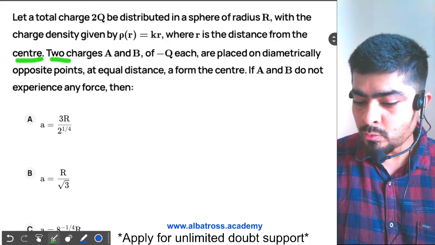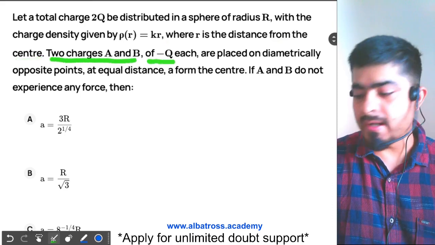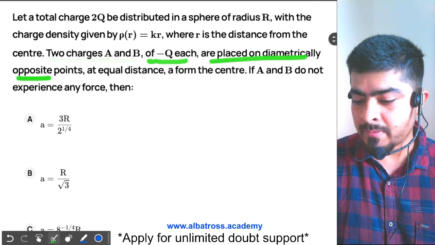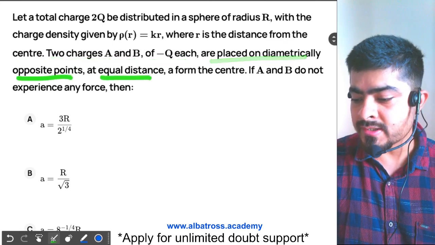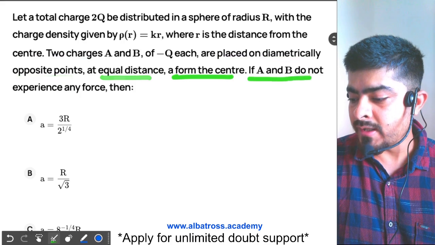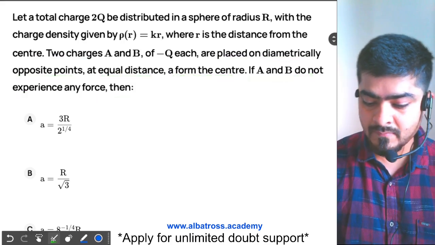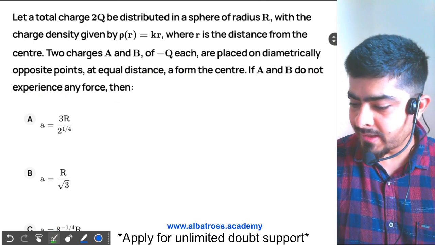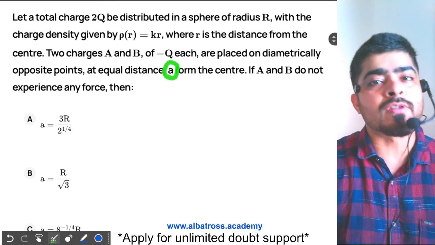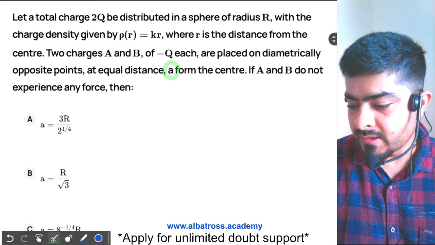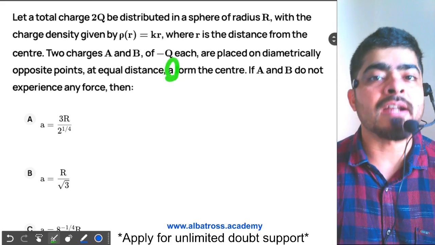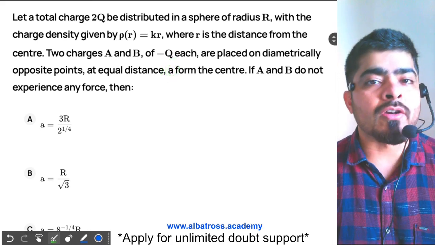Two charges A and B of minus q each are placed on diametrically opposite points at equal distance a from the center. If A and B do not experience any force, then... Now, the first confusion that you might get is that the distance a should be more than capital R. That is not correct. The distance a should be less than capital R. Otherwise, you cannot achieve equilibrium.